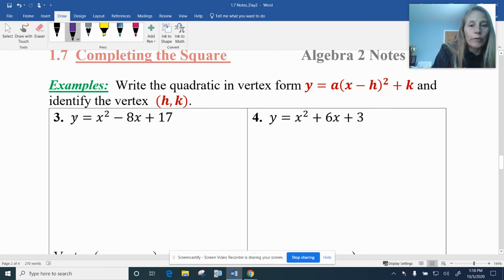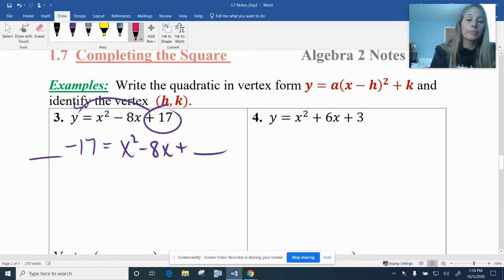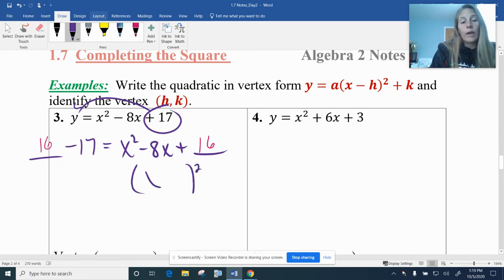Okay, so for this one here, we're going to move the 17 over. So we have a negative 17 on that side. And then we're going to figure out what is that number we have to add to both sides. Half of 8 is 4. 4 squared is 16. Now we have a perfect square trinomial, so to factor that, it's simply x minus 4 squared, and over here I get a negative 1 when I combine my like terms.